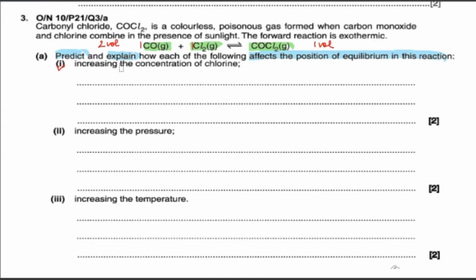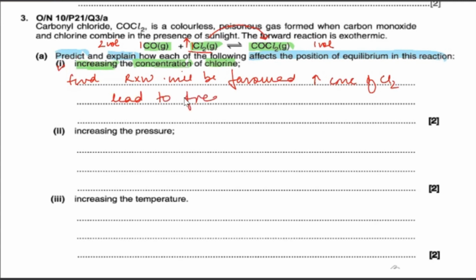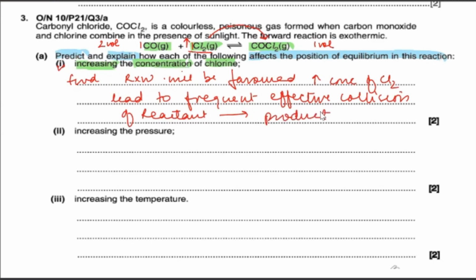Okay, now what is the focus here? They are saying that you have to increase the concentration of chlorine. If I am going to increase the concentration of the reactant, the effective collisions will be on the reactant side, so automatically your product will be formed. Okay, so what will we predict? We will say that the forward reaction will be favored, right? When we increase the concentration of chlorine, why? Because it is going to lead to frequent effective collisions of reactants, which is going to produce more product, which is going to give more yield of product, right?